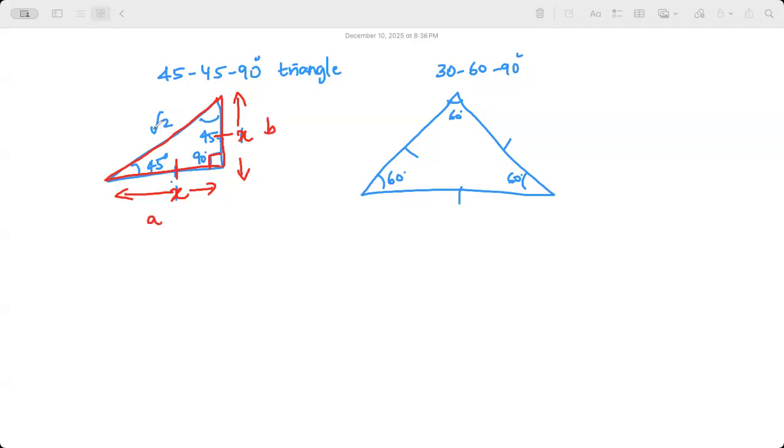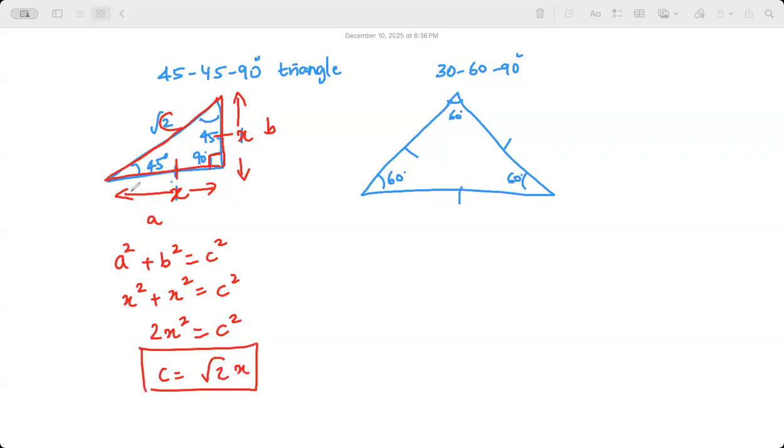Consider this as a, this as b, and the hypotenuse is c. When you consider that, a square plus b square will be equal to c square. So x square plus x square will be equal to c square. So 2x square will be equal to c square. C will be equal to square root of 2 x.